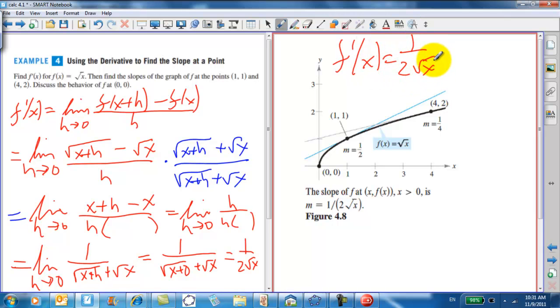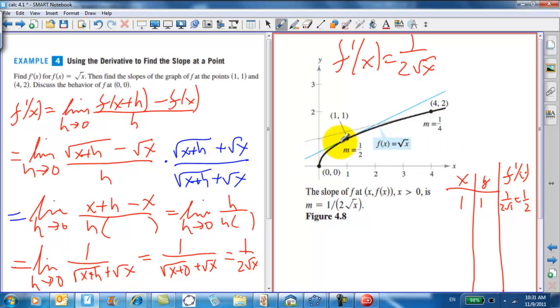So now we can quickly answer these questions. Find the slopes of the graphs at the points (1, 1) and (4, 2) and at (0, 0). So let's look at these points x, y, and what's the derivative, f prime of x. Well, if we look at (1, 1), we put 1 into the derivative formula, so that's 1 over 2 square root of 1, so it's 1/2. And sure enough, that's what that slope looks like right there, slope about 1/2. At (4, 2), 1 over 2 times the square root of 4 is 1/4. That's what we get there, a slope of 1/4.